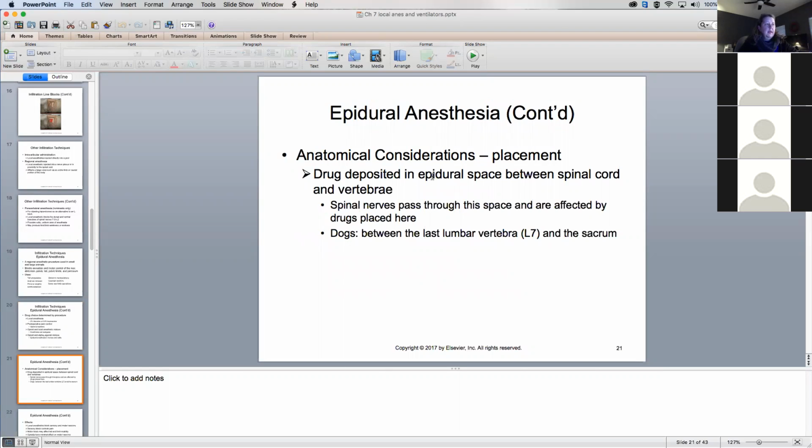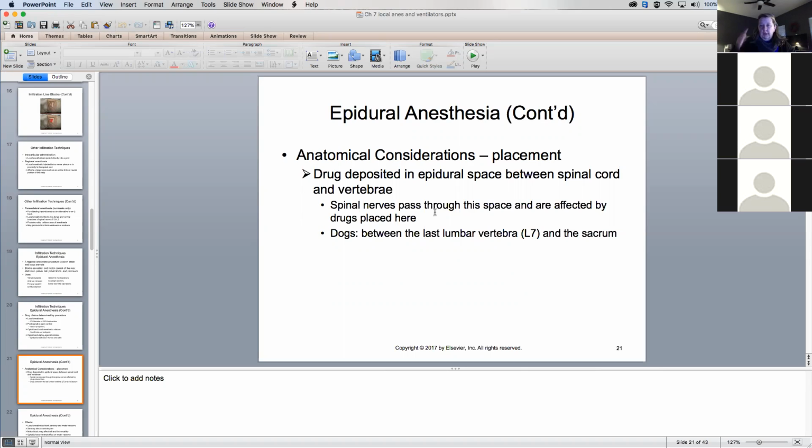Now we're going in the epidural. The dura is the covering of the spinal cord and the brain, so epidural is above that. We're going around the dura, and the spinal nerves pass through this space. So when you deposit the drug in the epidural space, all of those nerve roots coming out of the end of the spinal cord, that's what we're blocking. Now, they're going to block both sides of the limbs.